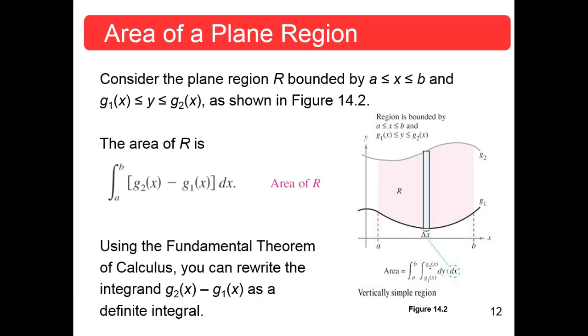Okay, so it's a plane region bounded by functions of X. The g's are functions of X, but X is bounded by A to B. So the area of R would then be, just like we did before, the length of this little rectangle, that's g2 minus g1, times the thickness of that little rectangle, that's your dx, and you integrate from A to B. Okay? So using the fundamental theorem of calculus, you can write the integral of g2 of x minus g1 of x as a definite integral.